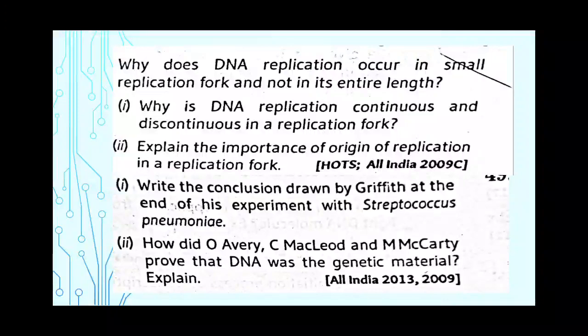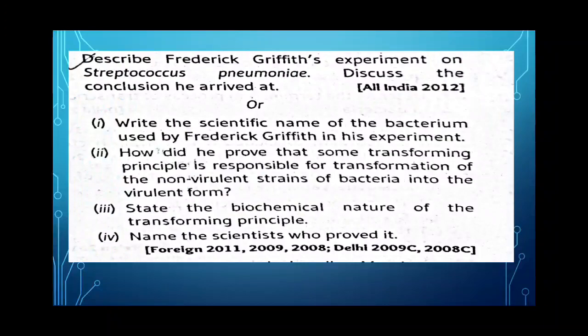Okay, now next is, describe Frederick Griffith's experiment on Streptococcus pneumoniae and discuss the conclusion he arrived at. Now here you have to describe the experiment. Okay, it is of 5 marks, so at least 10 points should be there.